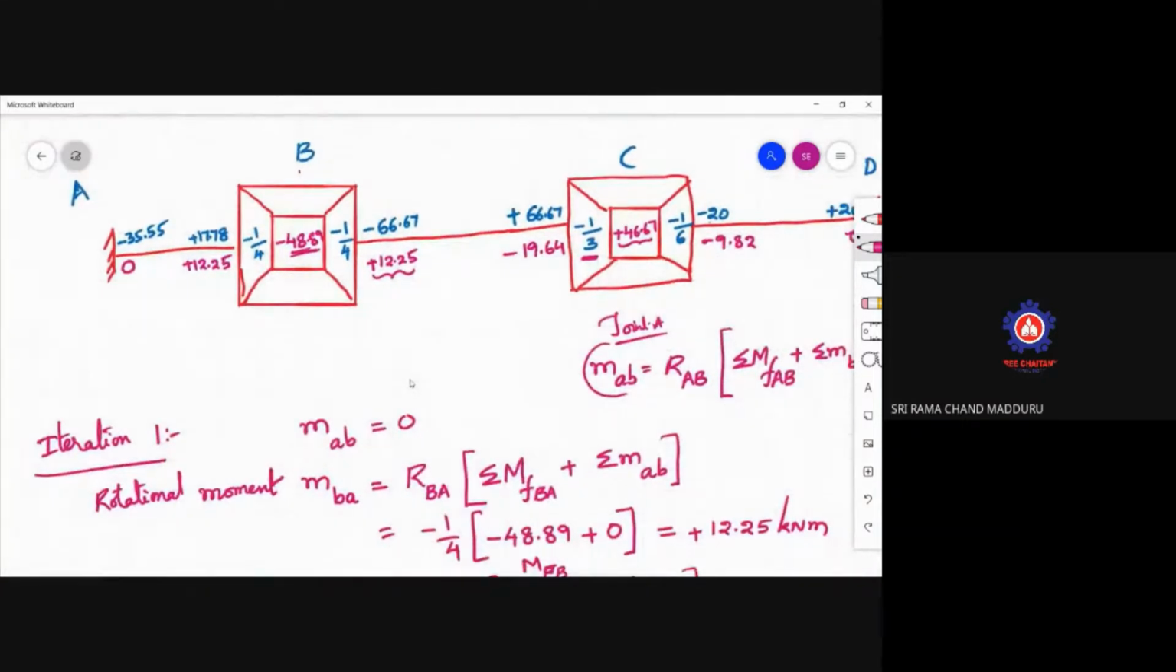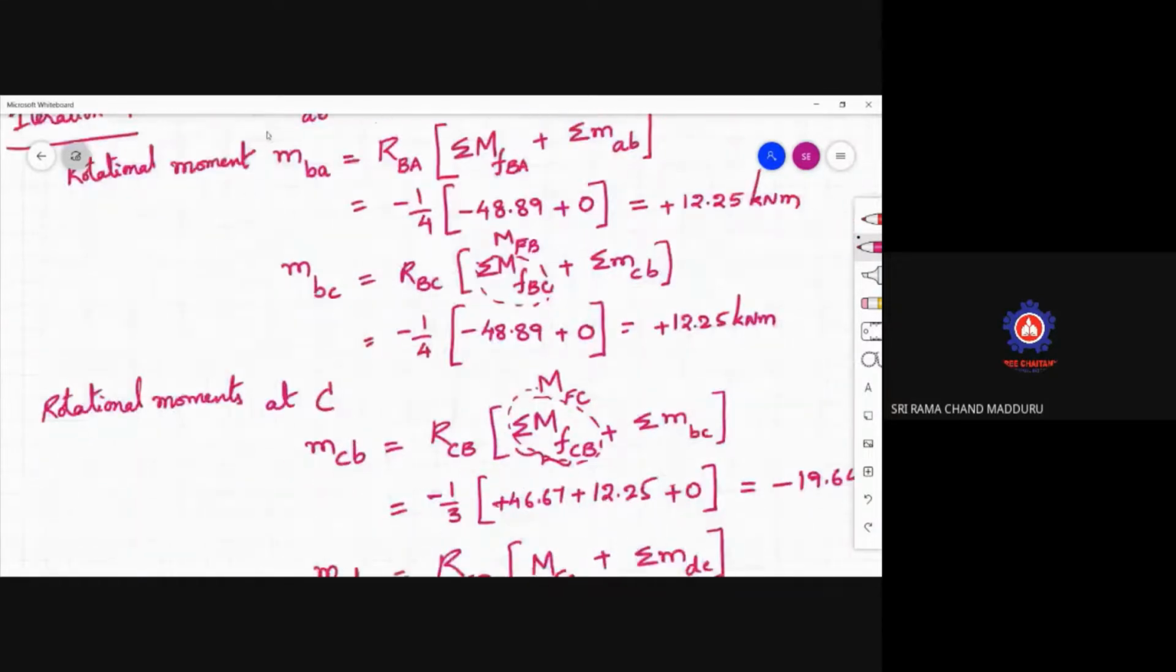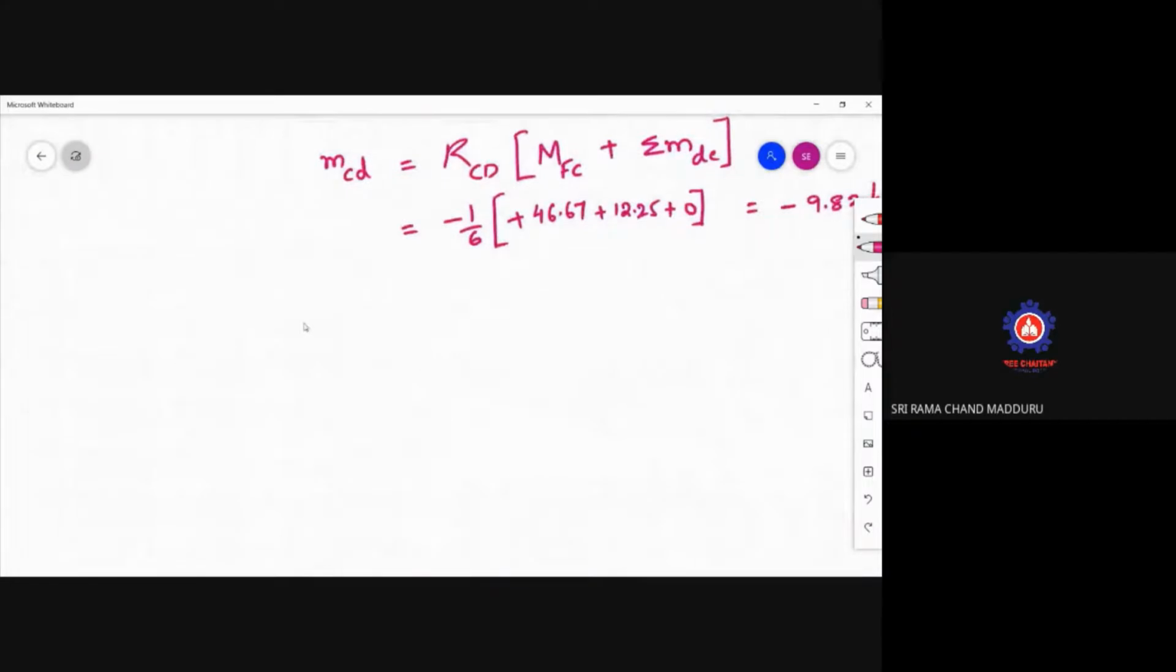So the first iterative values are completed. How many times do we have to do the iteration? Iteration 1 is completed. With this you got your rotational moment values. So we have to continue this iteration until the values are close. Now we will do iteration 2. So once write it down. At this step, those who have any confusion, you can clarify all your things. While writing iteration 2, I will make you learn very easily.